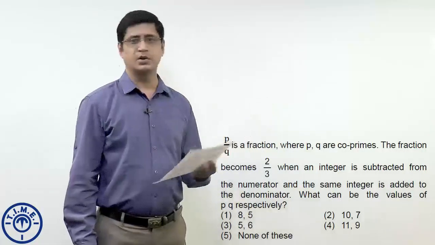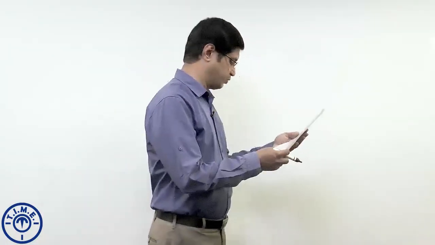P and Q are the coprimes. Yes, friends, coprimes means the numbers whose only common divisor is 1, which means the highest common factor is 1. Two consecutive numbers are coprimes, and here in the options, pairs are given: 5 and 6, 8 and 5, 10 and 7, and 11 and 9. Of course, all these numbers have a common factor of 1 only. Now, which of the following is satisfying the condition?